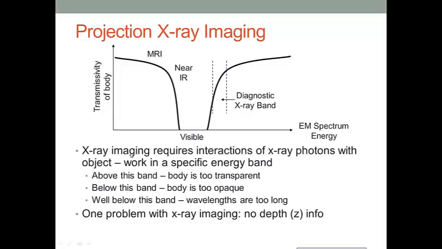In fact, we know X-ray image requires interaction of the X-ray photons with the object, working in a specific energy band. If the energy is above that band, the body is too transparent. If below the band, the body is too opaque. So both of them are not okay. So we need to find the correct energy band information. Then we can get the real image.